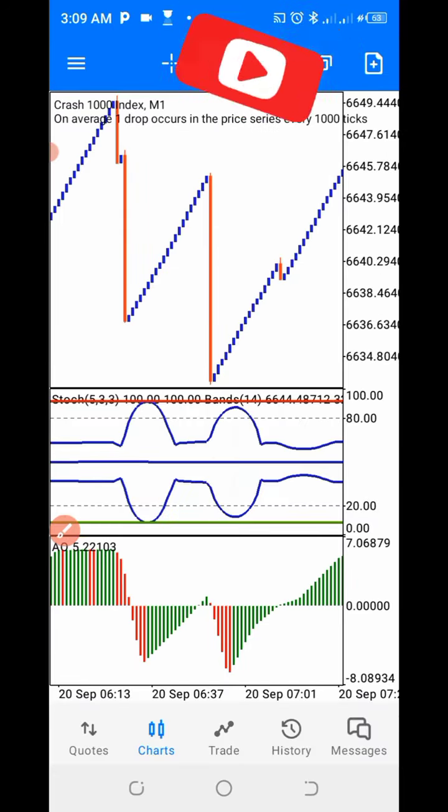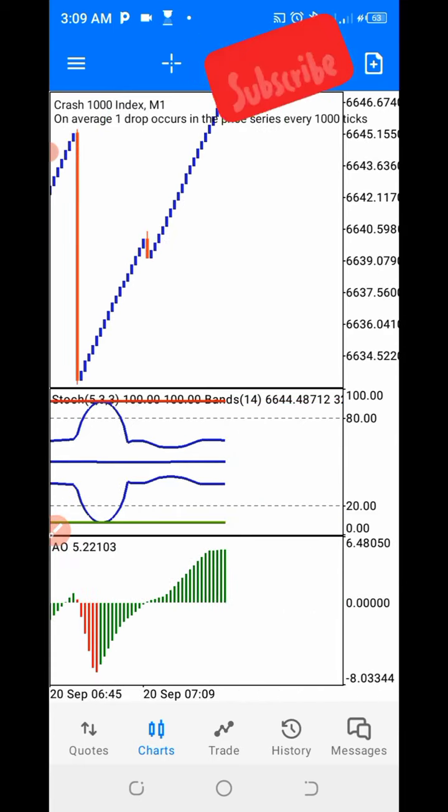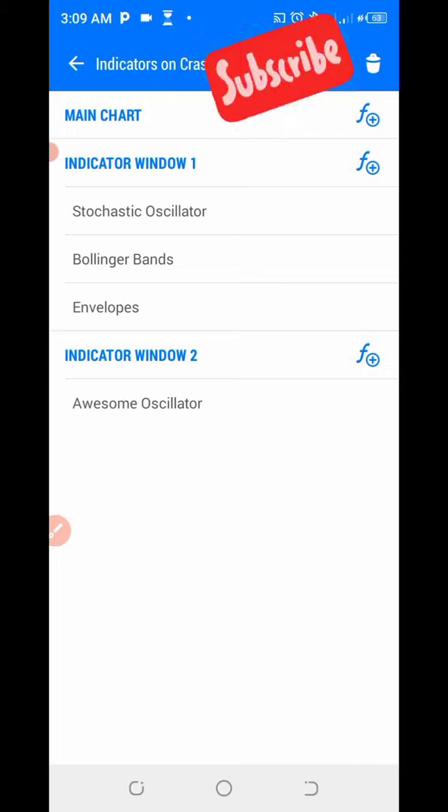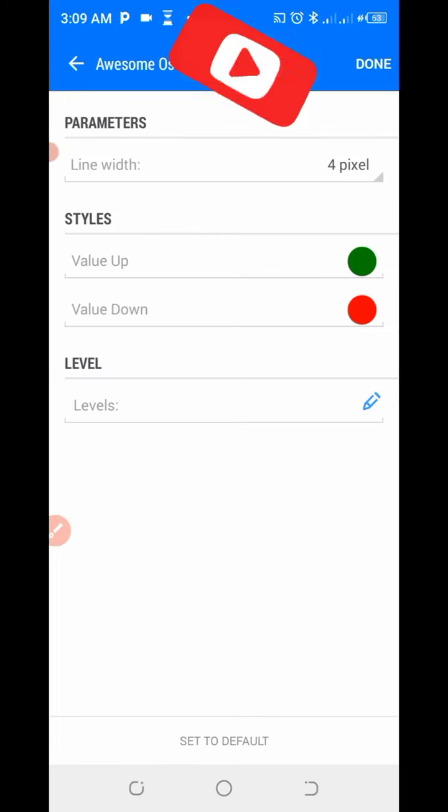The final indicator we are going to be using is our awesome oscillator. The awesome oscillator, just leave it like this.